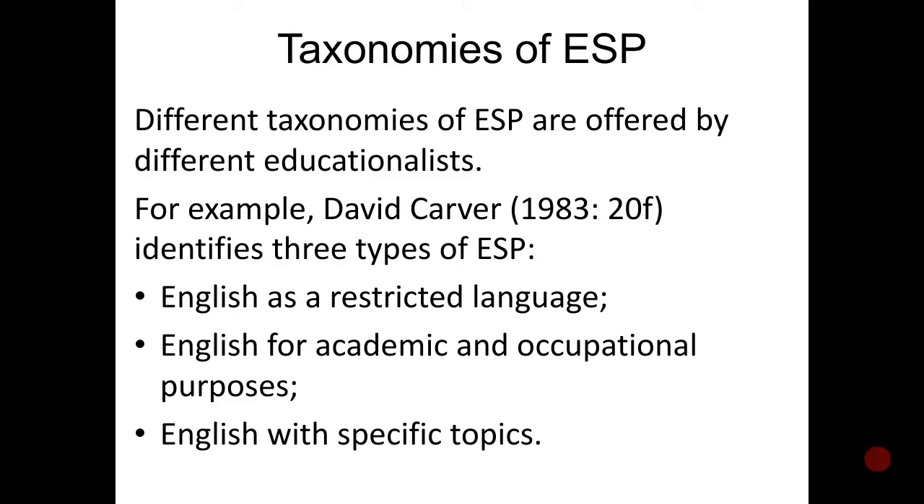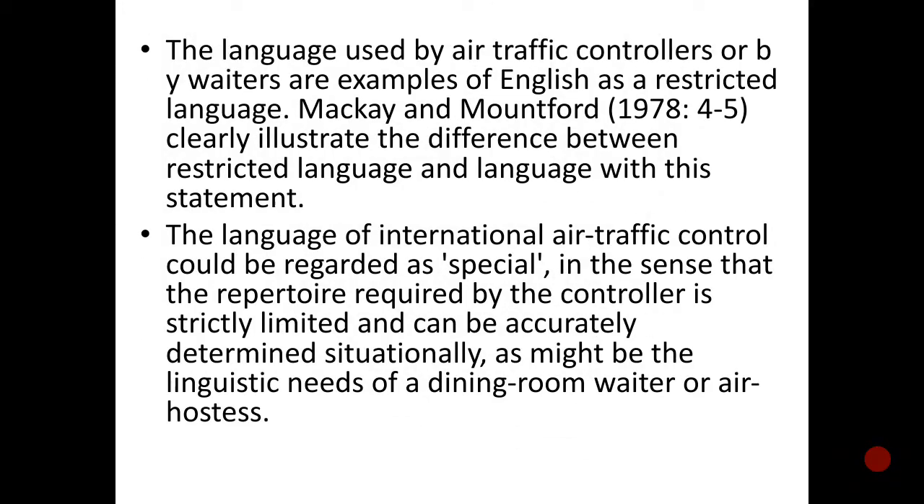Taxonomies of ESP. Different taxonomies of ESP are offered by different educationalists. For example, David Carver identifies three types of ESP: English as a restricted language, English for academic and occupational purposes, and English with specific topics. The language used by air traffic controllers or by waiters are examples of English as a restricted language.